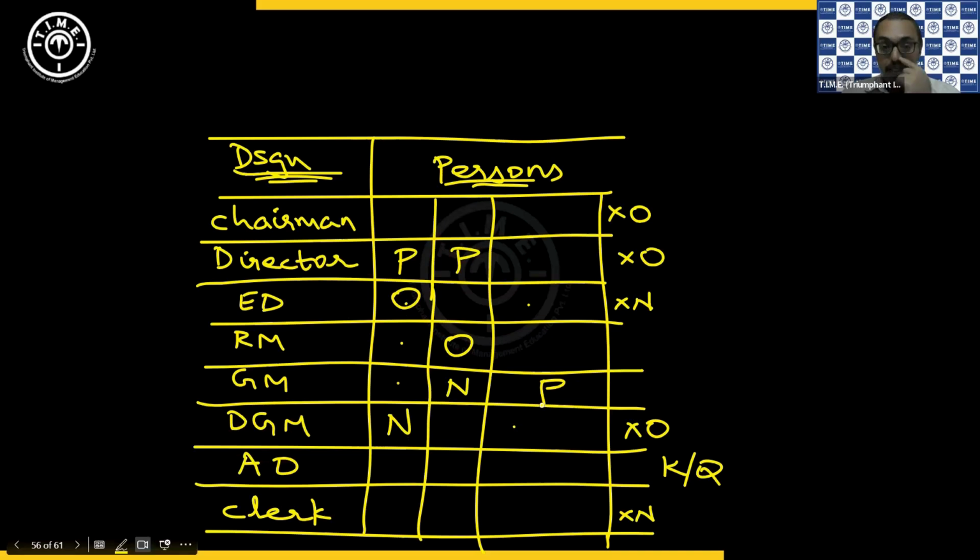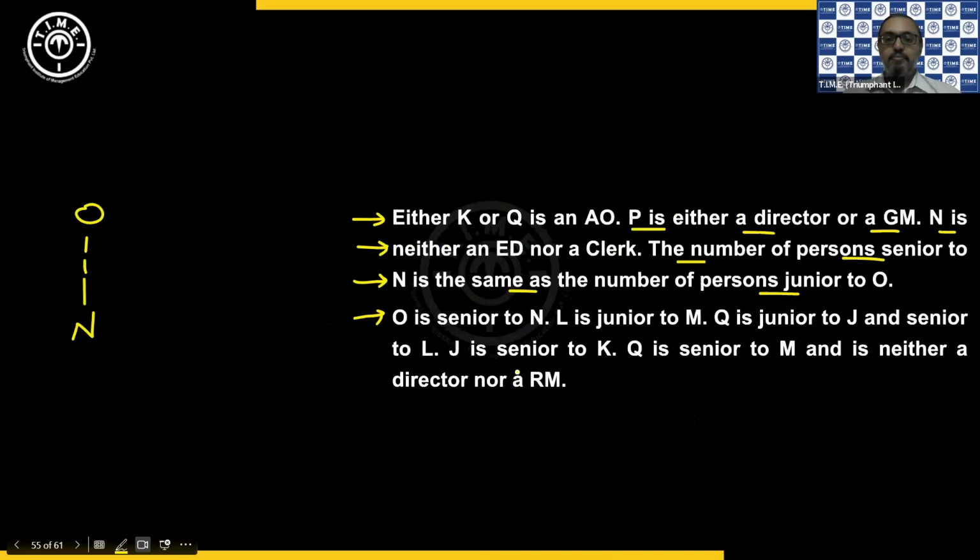Now what happens in the second case? In the second case, I don't have any other position but to fix O as ED, N as DGM. No other position is available for fixing O and N. O cannot fix in RM because N cannot be fixed in GM. So O has to be compulsorily senior to N. So these are the three cases we will be looking at. Okay. Then L is junior to M. Okay. So junior is below M. Q is junior to J.